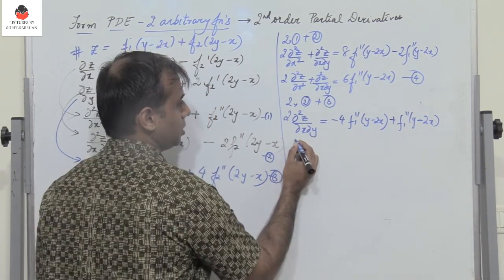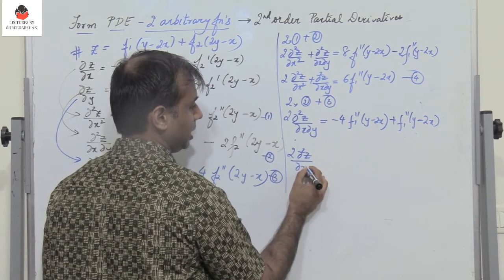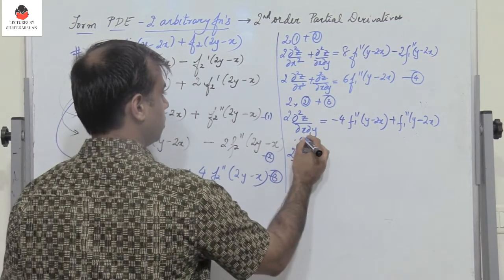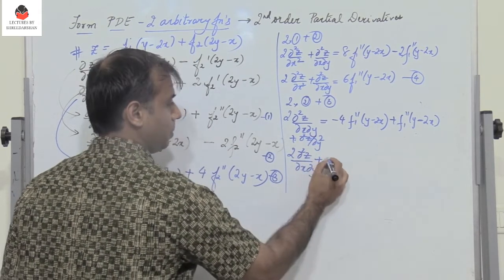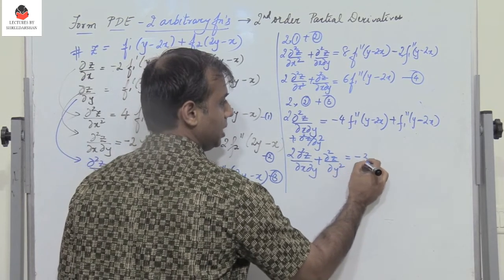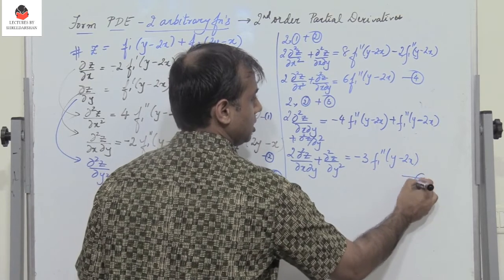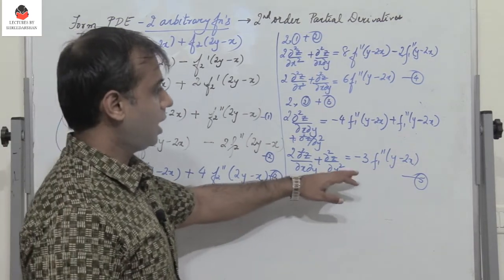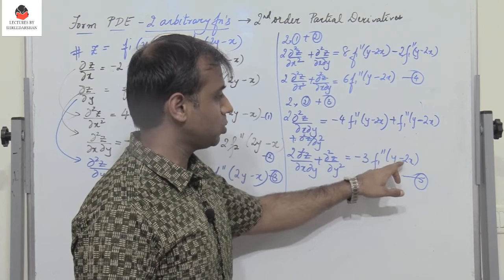So you have 2 ∂²z/∂x∂y plus, I also have this term which I forgot to write, plus ∂²z/∂y², right? So plus ∂²z/∂y² equals minus 3 f1'' (y minus 2x). So call this equation 5. So observe, in equations 4 and 5 on the RHS you have f1'' (y minus 2x). Here also you have f1'' (y minus 2x).